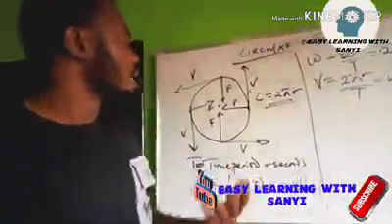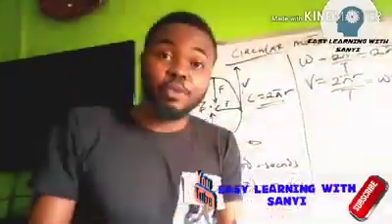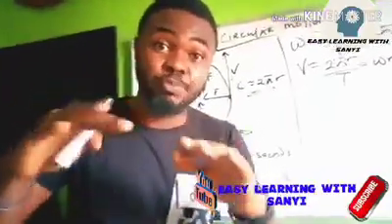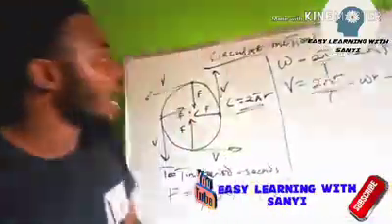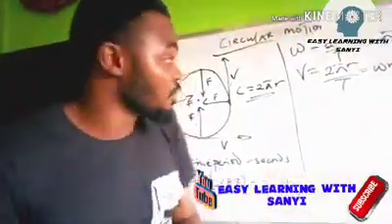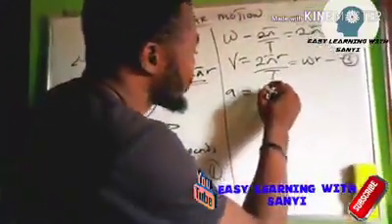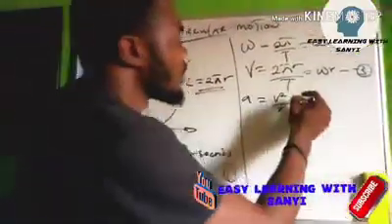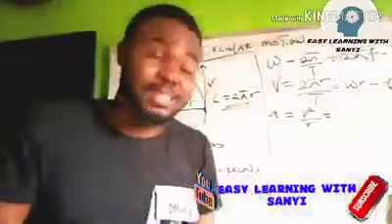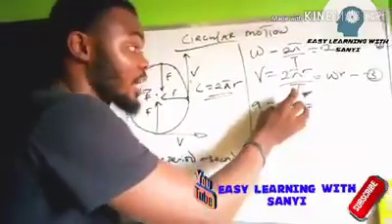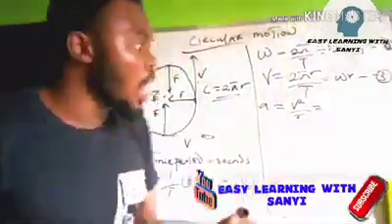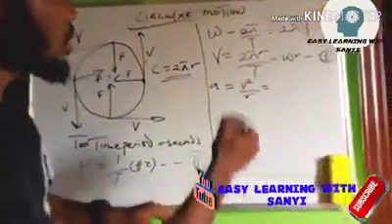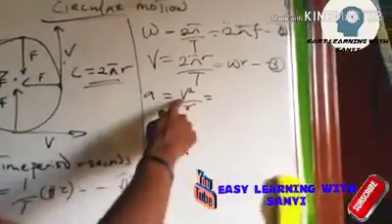Now, the acceleration of the body moving around the circle is called the centripetal acceleration, and it's measured in meters per second squared. The centripetal acceleration is given as v squared over r. If you want to include angular velocity, how do you do it? You know that the angular velocity is 2 pi over T, and the velocity here is 2 pi r over T.